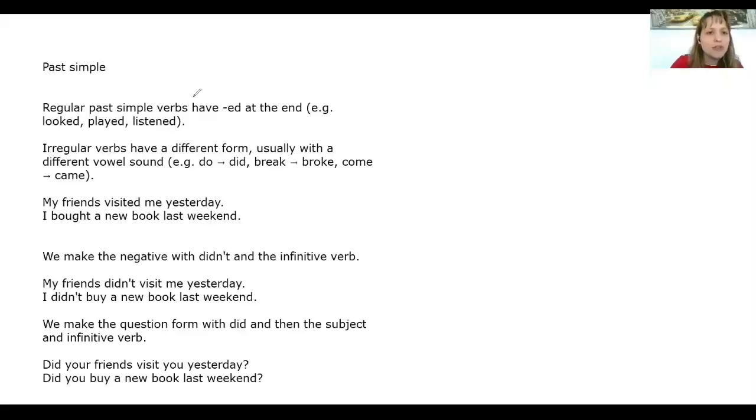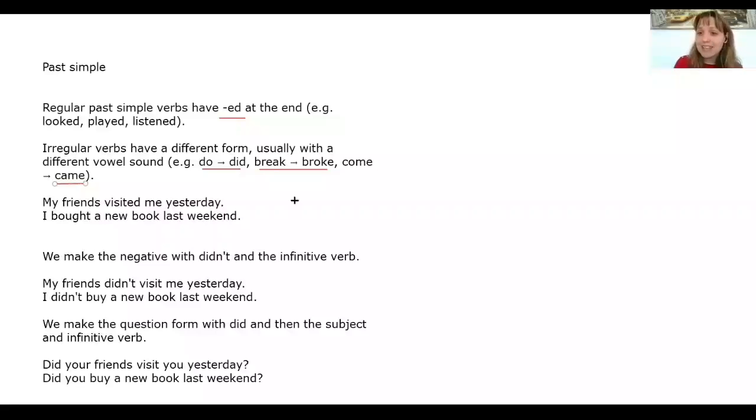In the case of regular verbs, they are very easy to see because they finish with ed. Okay, so they are very easy to conjugate. In the case of irregular verbs, it's a bit more complicated. You need to have a look at a list. There are not that many verbs, but there is a list that will explain how each verb is conjugated. And they change. So they usually change their vowel sound. For example, do becomes did, break becomes broke, come becomes came. Okay? So you need to study those, or you can always check on the list if you have any doubts.